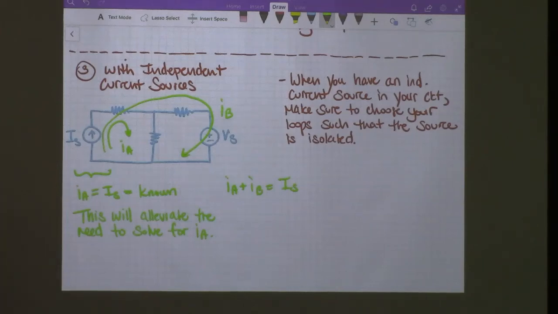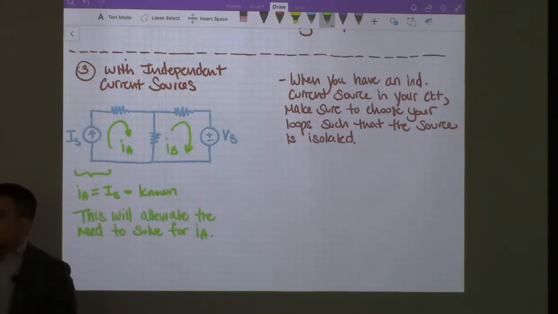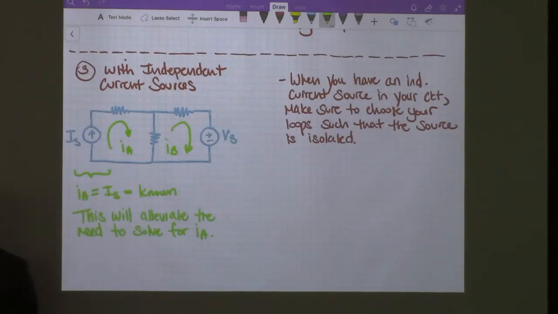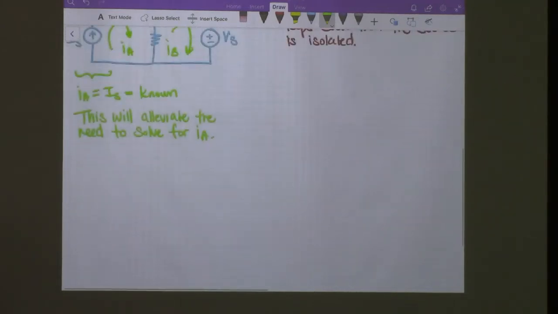So it makes more sense in this case to define it as such. And this is similar to, again, when we had independent voltage sources for nodal analysis, we said try to define your reference node such that the independent voltage source is between a non-reference and a reference node, because those are the quote-unquote best cases because they just eliminate a variable that you have to solve for.